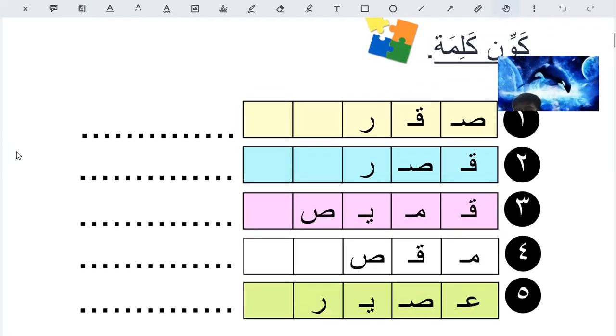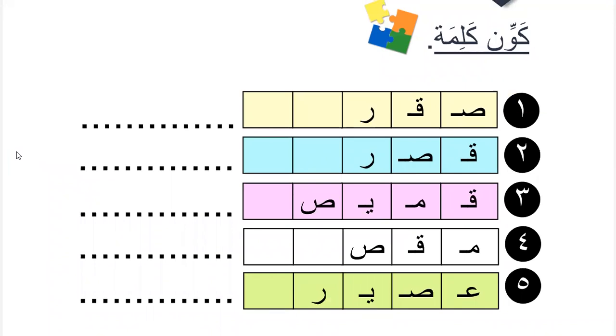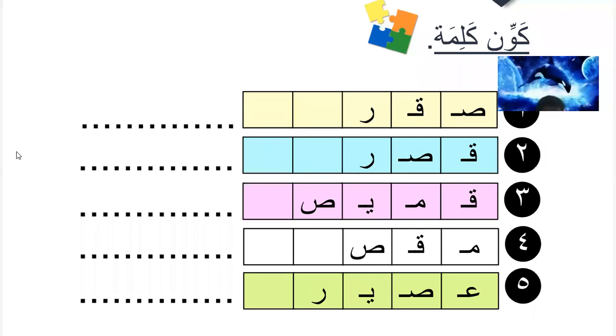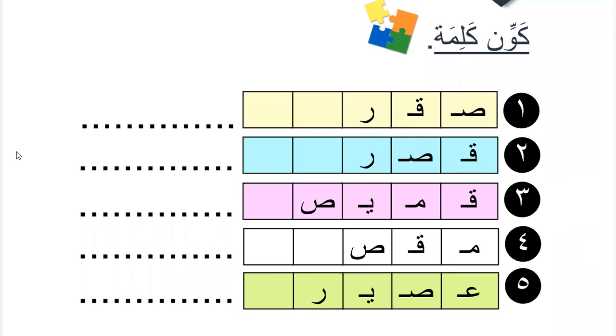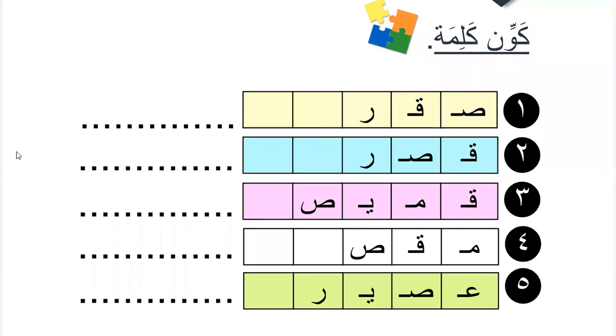Kawin kalima, make the word. Sakar. Yes, sakar. It's the falcon. Good. Next. Then qasr. What is that? Wait, let me see. Qasr is the palace. Yes, palace. Good. The next one is qamis. Qamis, good.